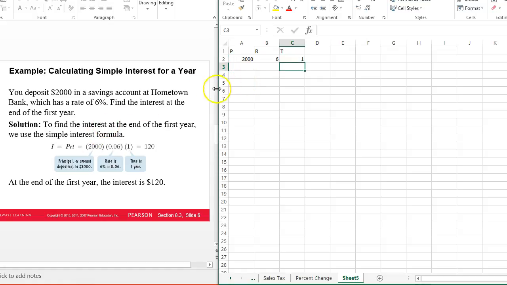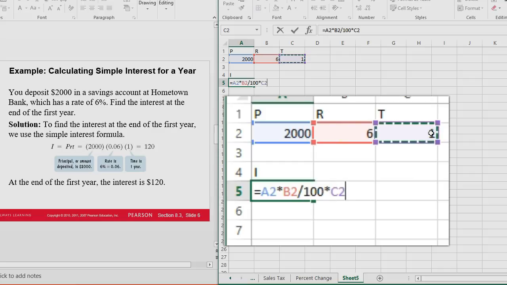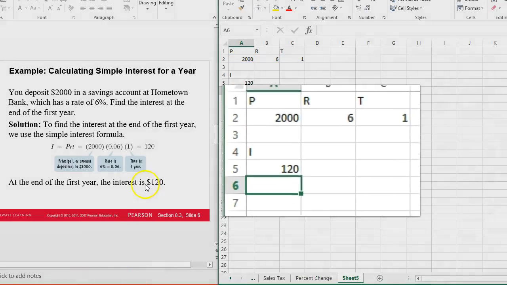Alright, now, what's the interest? Anywhere you want to put it, you can put it down here, you can put it up here, I'm going to put it over here. I say equals principal times rate times time. So principal times rate. Now we got to change this from a percent to a decimal. So click that and then divide it by 100. Alright, principal times rate times time. Alright, and then enter. There's the $120.